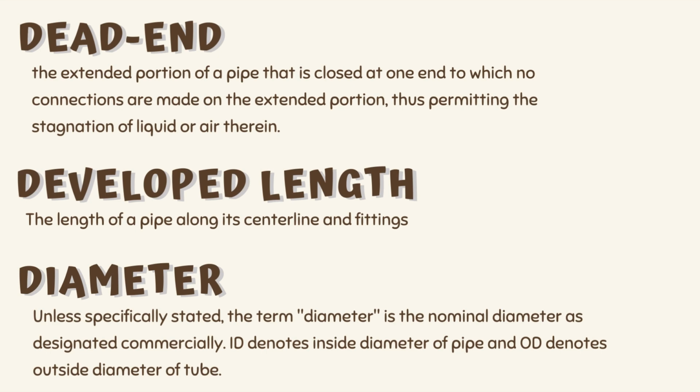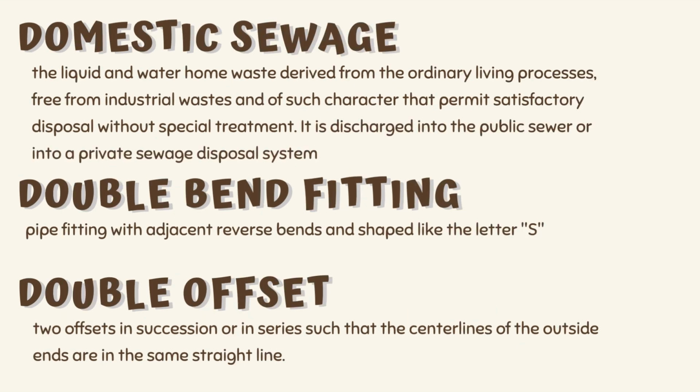ID denotes inside diameter of pipe and OD denotes outside diameter of tube. Domestic sewage. The liquid and water-borne waste derived from the ordinary living processes, free from industrial wastes and of such character that permits satisfactory disposal without special treatment. It is discharged into the public sewer or into a private sewage disposal system.